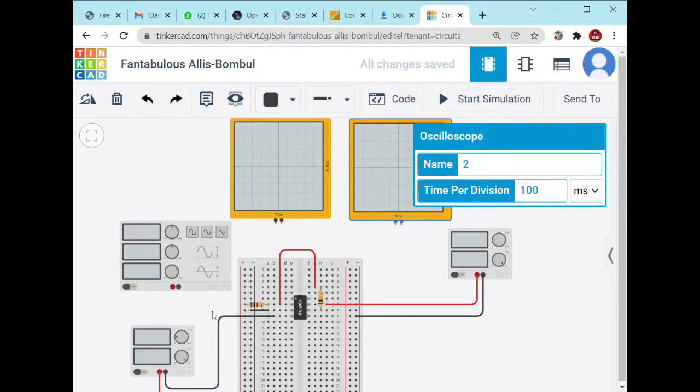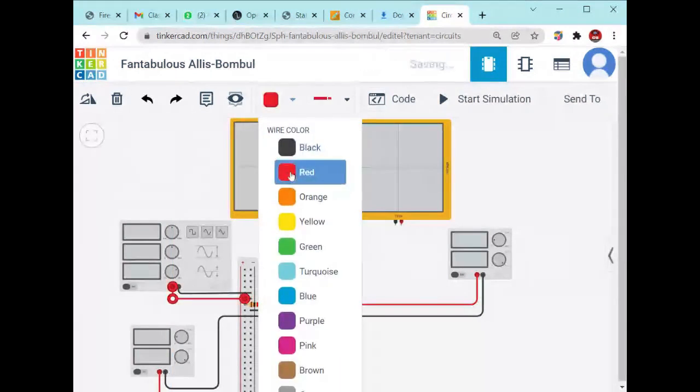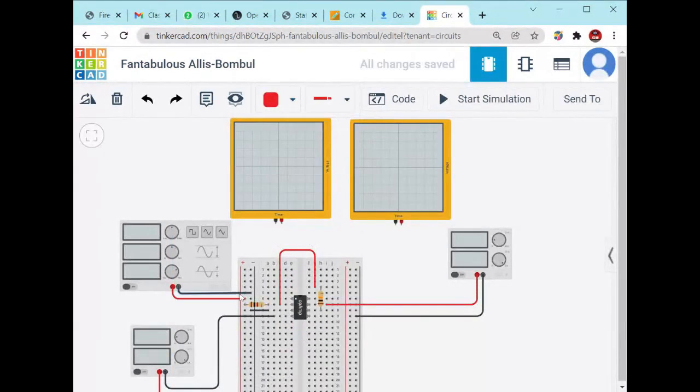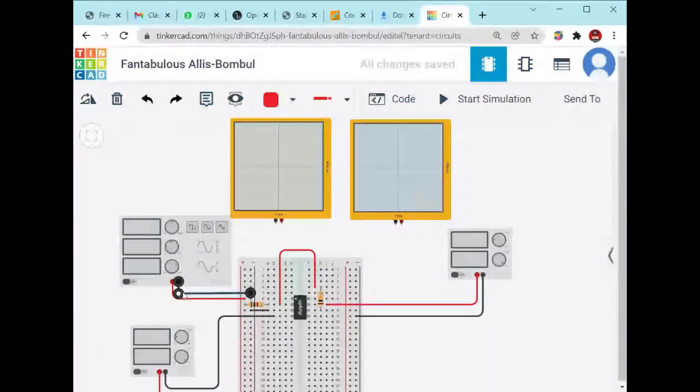Where we have given the input, from this function generator we will take the input. The positive should be connected to the positive terminal, and the negative should be connected to the negative terminal. Change the color of this positive to red and the negative color is black.